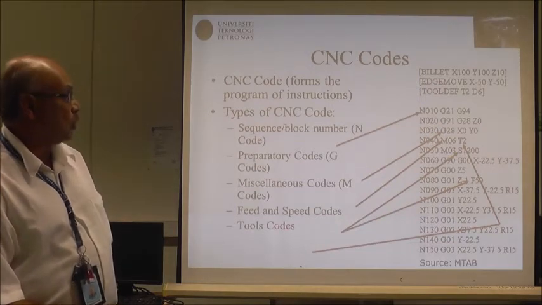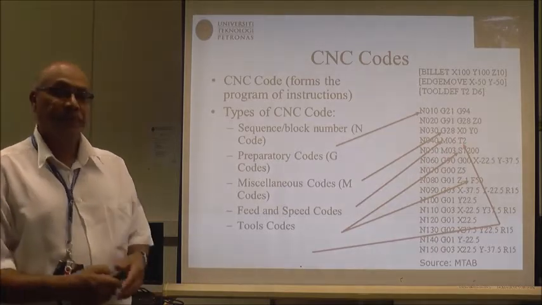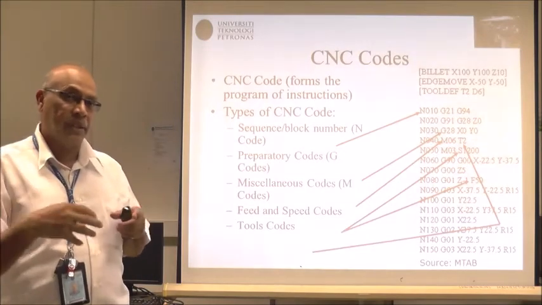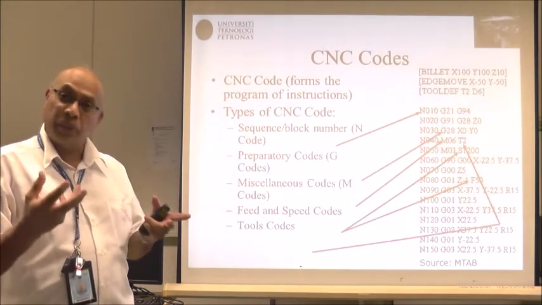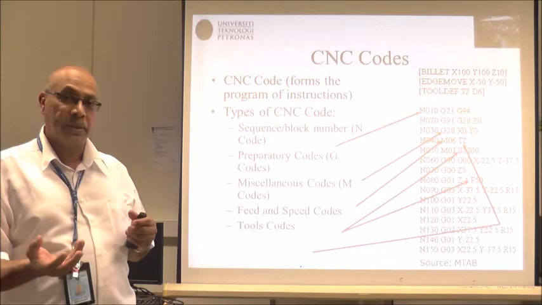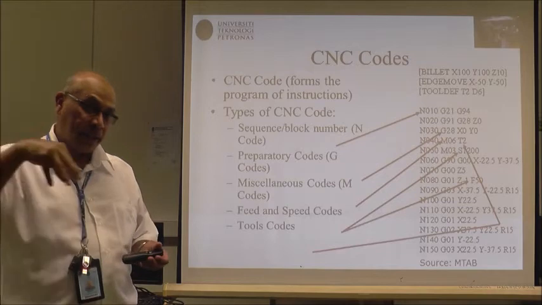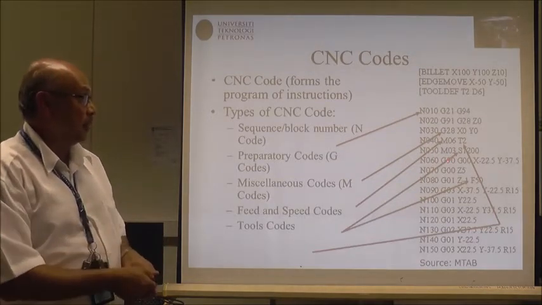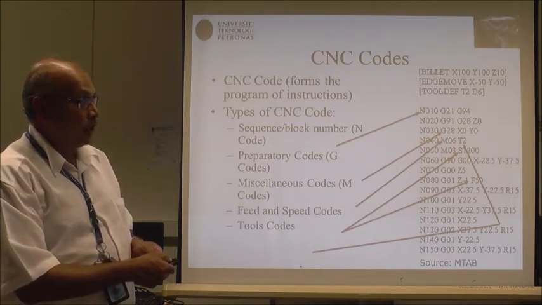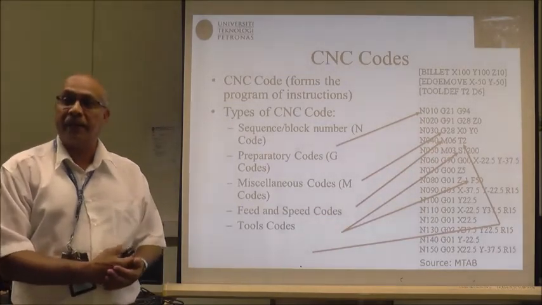And then the tool code. Here is one example of the tool code T02, meaning the CNC program will be selecting tool number 2. Some machines can carry up to 20 or 30 tools, so each tool has a number, number 1 until number 20 or number 1 until number 30. So the T code will specify what tool number is to be selected to run this program. So at the start of the program, the machine will change to tool number 2 and execute the program. Alright, let's go to the next slide.